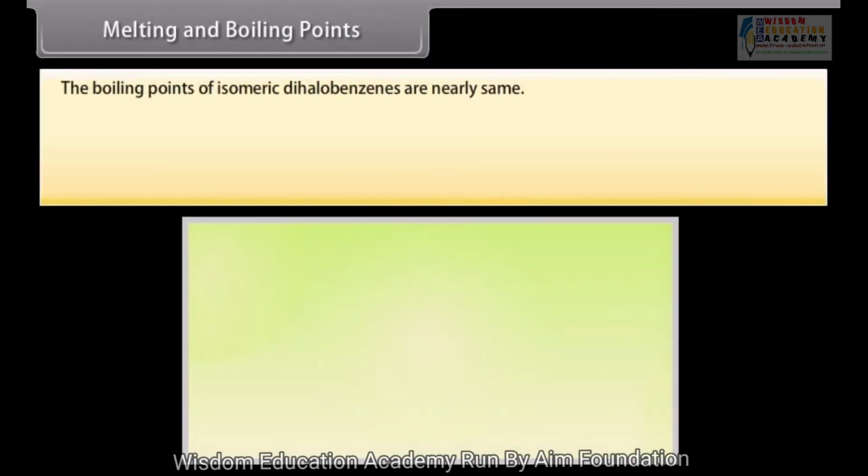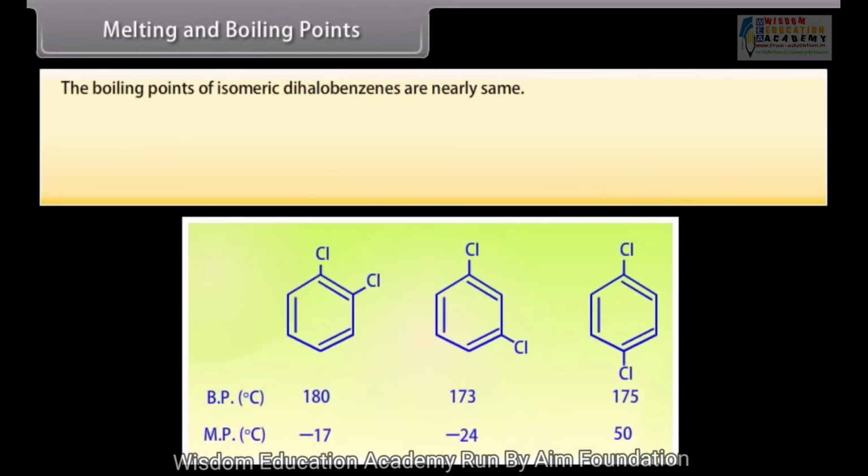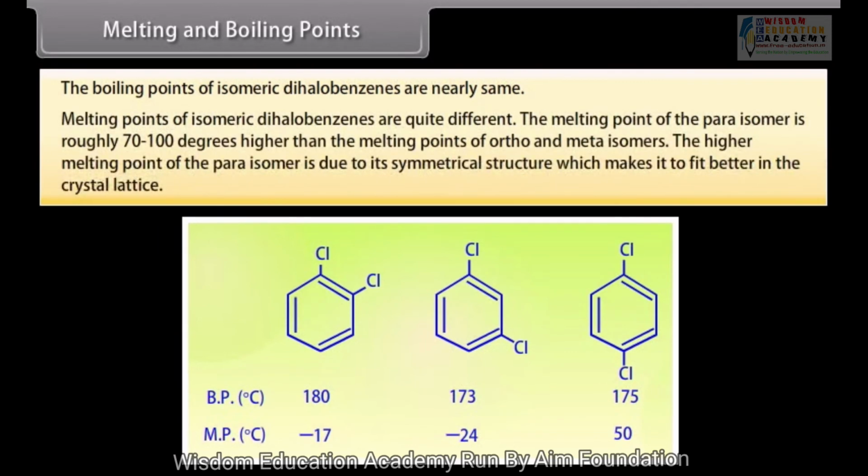The boiling points of isomeric dihalobenzenes are nearly the same. The melting points of isomeric dihalobenzenes are quite different. The melting point of the para-isomer is roughly 70 to 100 degrees higher than the melting point of ortho and meta-isomers. The higher melting point of the para-isomer is due to its symmetrical structure, which makes it fit better in the crystal lattice.